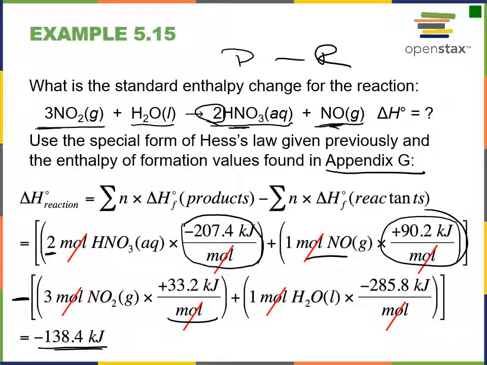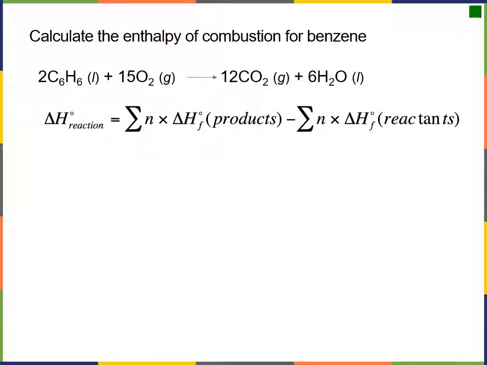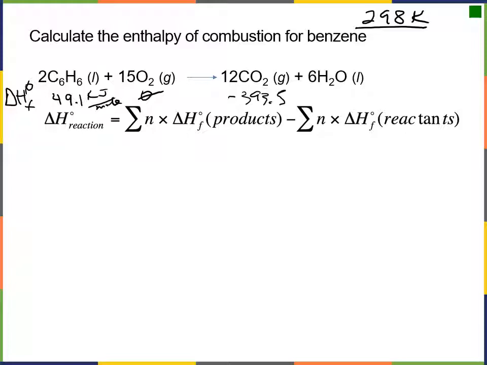So let's do one more and make sure we can make this work. If we want the enthalpy of combustion for benzene, where this is going to be our balanced reaction, the first thing we have to do is find our delta H's. So when we go to our table and find the delta H of formation, we're going to do this at 298 Kelvin until we have a compelling reason not to. Our value for benzene is positive 49.1 kilojoules per mole. Oxygen is 0. Carbon dioxide is minus 393.5. And water as a liquid is minus 285.6.